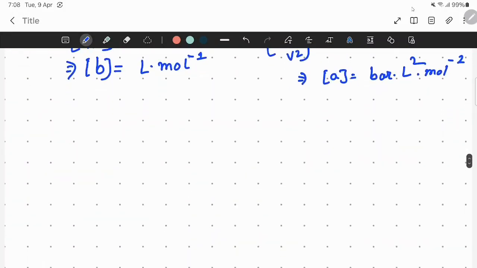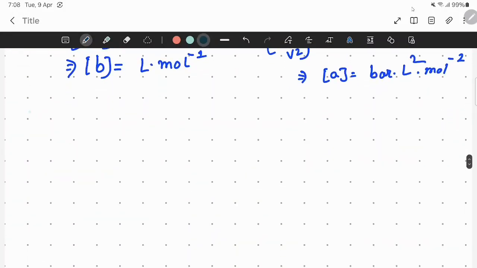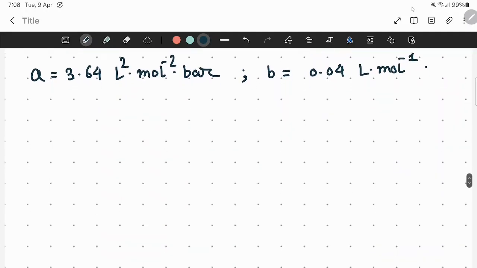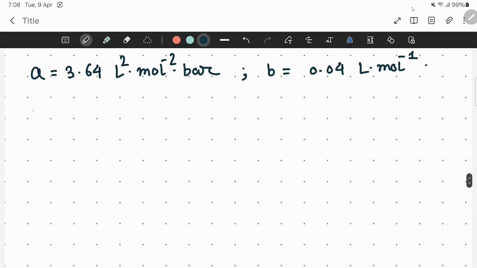Okay, these values are given. What is A? A is given as 3.64 liter square mole to the power -2 and bar. What is B? B is 0.04 liter mole inverse. Now we have to just calculate the pressure, right?